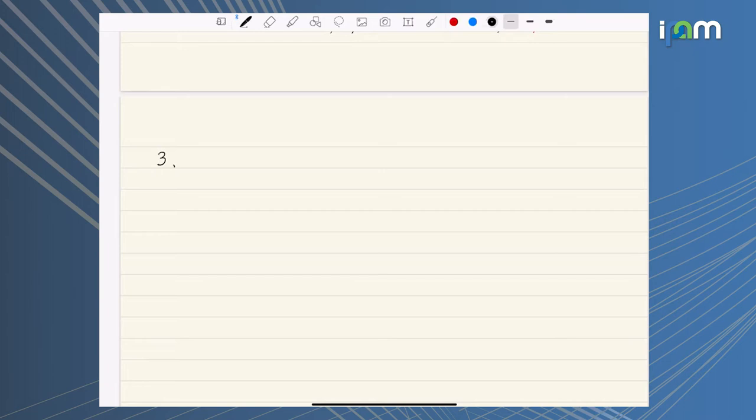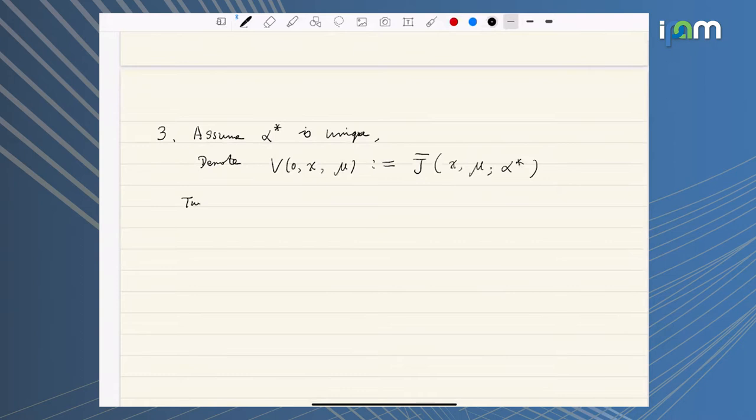So now let's consider the special case where alpha star is unique. In the literature, for example, the monotonicity condition, or the displacement convexity that was mentioned this morning in the first talk. If alpha star is unique, then of course the value is also unique. I'll denote V at time zero, depending on X and mu, and define it as J bar of X, mu, alpha star. Yes, that's very natural.